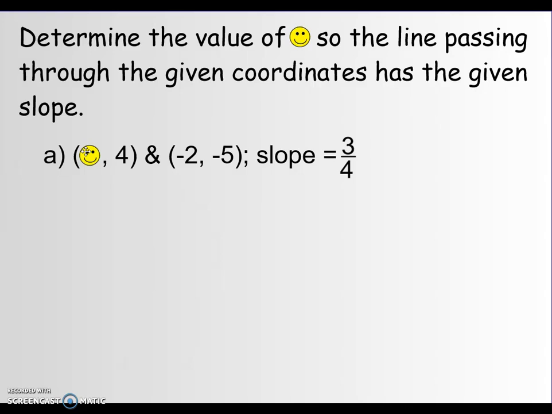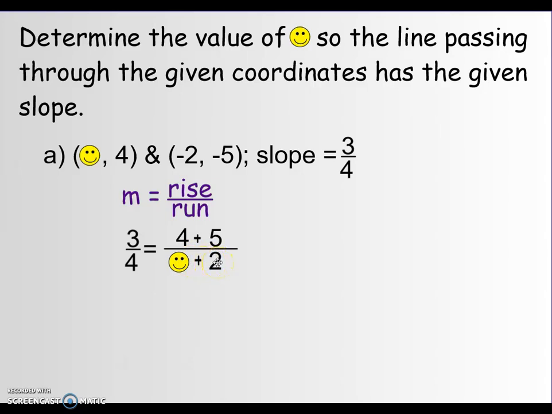So let's actually just approach this from a very logical standpoint, and that's that we have a formula. We know that the slope is the rise over the run. And I know the slope. I know the value of m. It's 3/4. And so what I can do is I can plug in the y's. In this case, maybe I start with a 4 minus, watch how I do this, -5 over smiley face, which is my unknown x value, minus, again, watch how this is done, -2. And of course, the two negatives make it a positive.